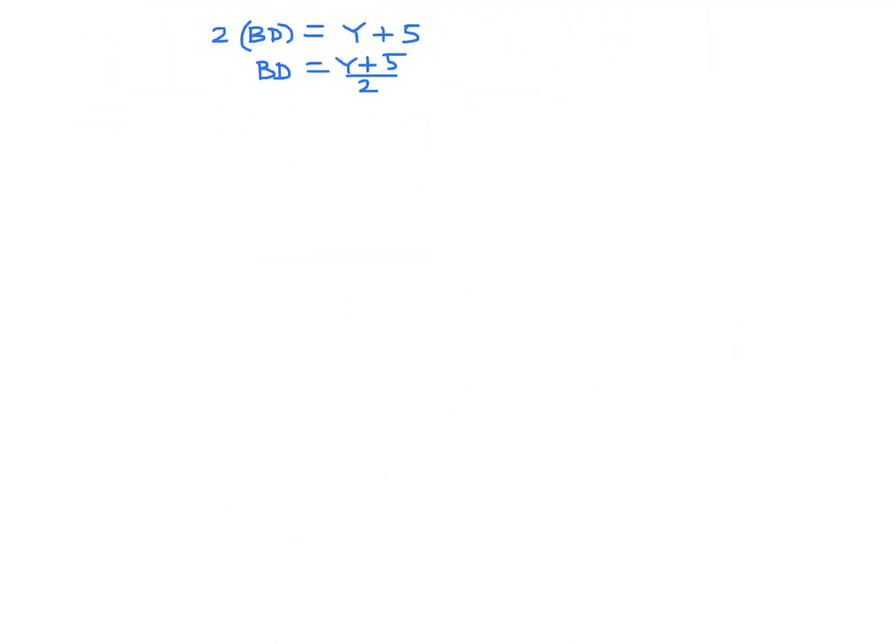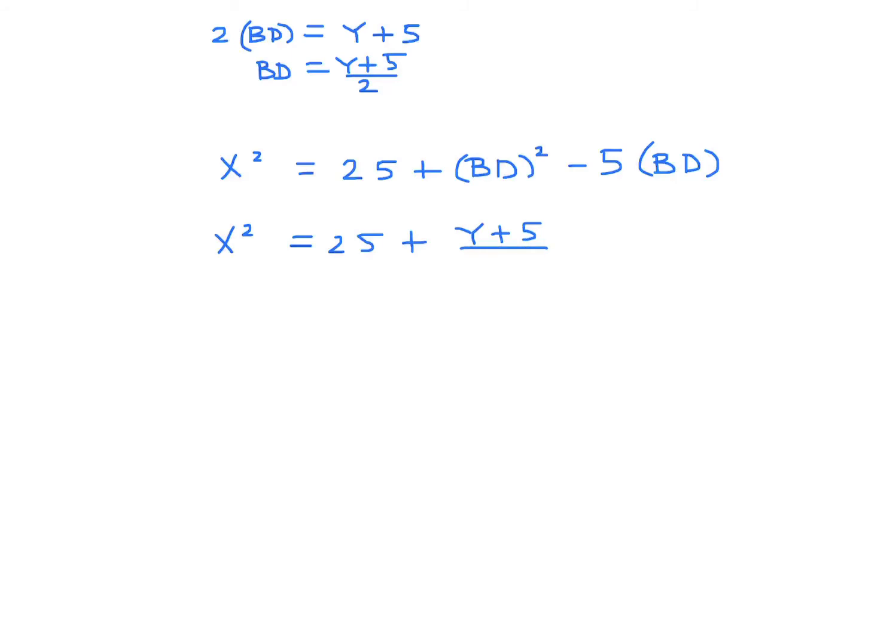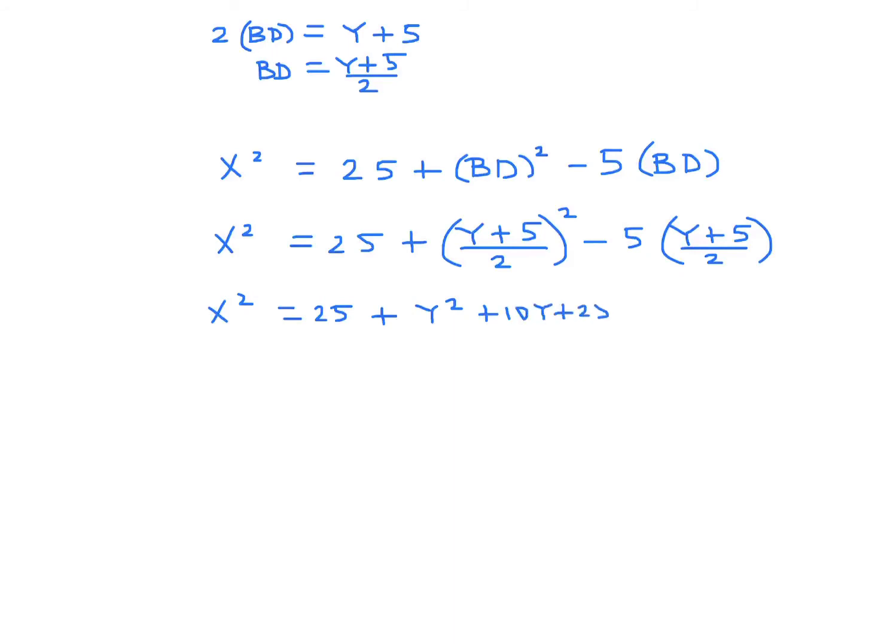So that equation is x squared is equal to 25 plus BD all squared minus 5 times BD. So x squared is equal to 25 plus BD, I will put in my expression in terms of y, and minus 5 BD, y plus 5 over 2, like that. So this becomes x squared is equal to 25 plus y plus 5, I will expand that, y squared plus 10y plus 25 all over 4. And minus, let's see, I'll expand that as well, 5y plus 25. I'll keep it in brackets for now, all over 2.